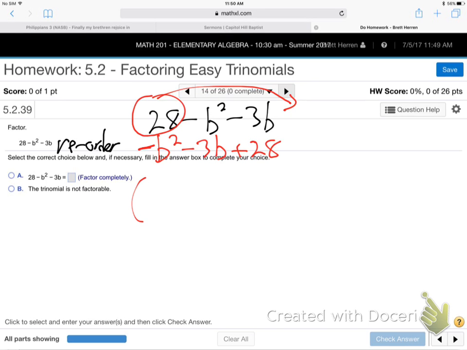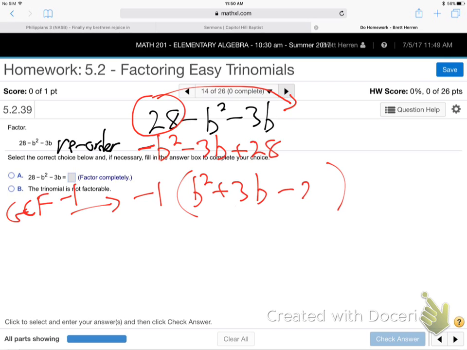So take it from there. Oh, and now what are you going to do? Now that you have a minus in the very front, what does that mean we need to do? Do minus 1 with one big parenthesis. GCF minus 1. Right? And that's going to change all the signs. So it'll become a b squared, a plus 3b, and a minus 28. Everybody good with that?